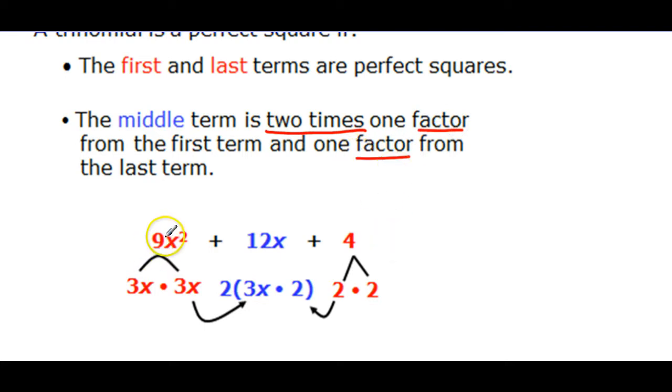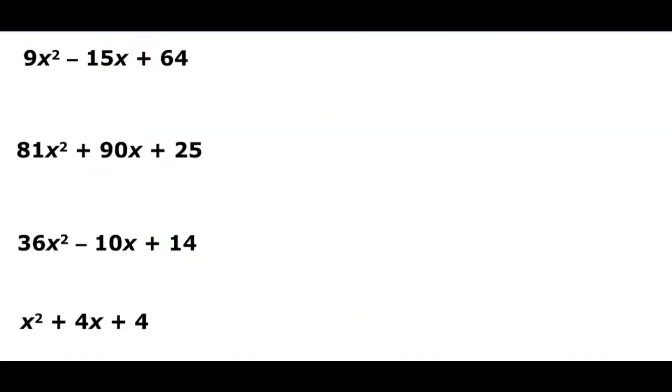By factors here, they're not asking you to give a choice. They're asking you to basically take the square root. So I take a 3x from the front and a 2 from the back, multiply those together times 2, and I get the middle term. So again, it's going to be a perfect square in the front, a perfect square in the back, and this is going to be 2 times the square root from the front times the square root from the back. So let's see if we can recognize them.